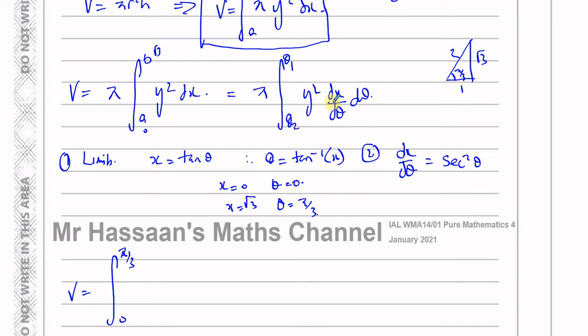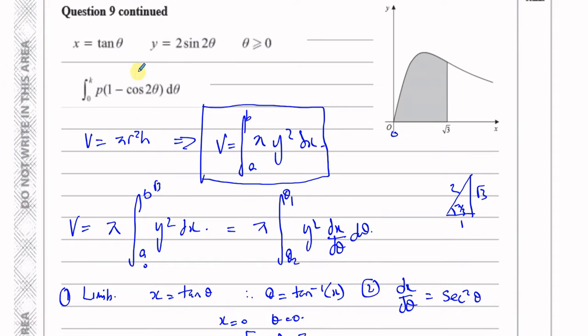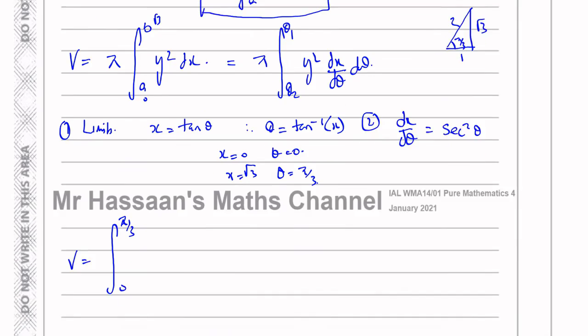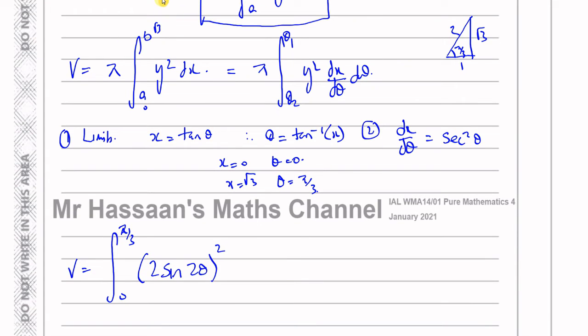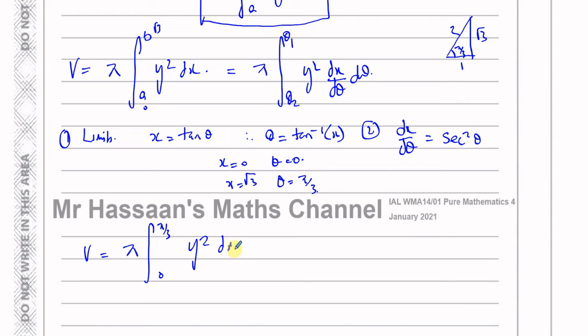So now I need to write what y squared is. Now y is equal to 2 sine 2 theta. So I'm going to take the y, which is 2 sine 2 theta, and replace the y with that squared. In fact, just to make it clearer for everybody, I'm just going to write this down first. I'll say the volume is equal to pi times, I've got theta 1 and theta 2, which is now pi over 3 and 0, y squared dx d theta.